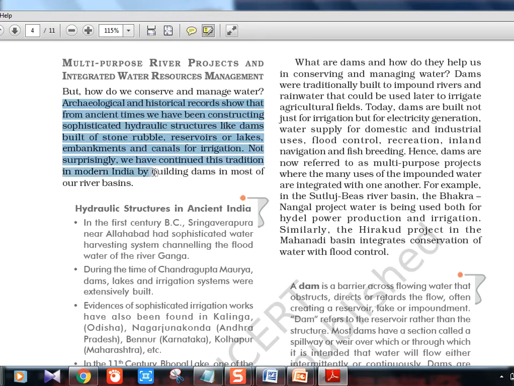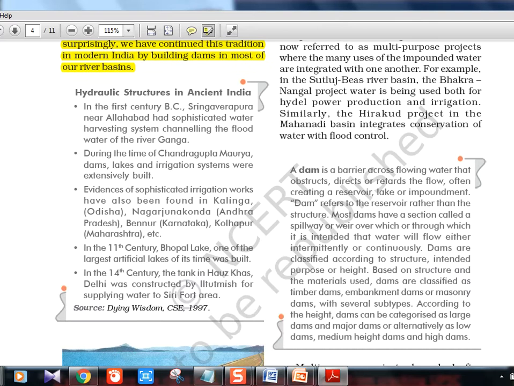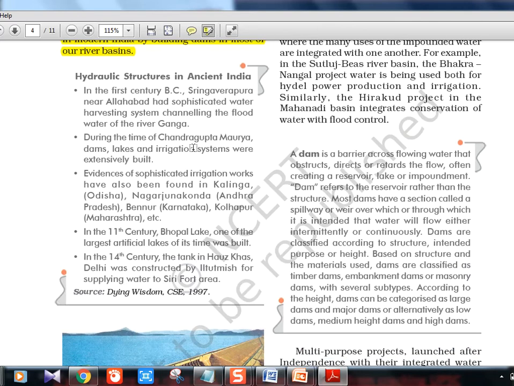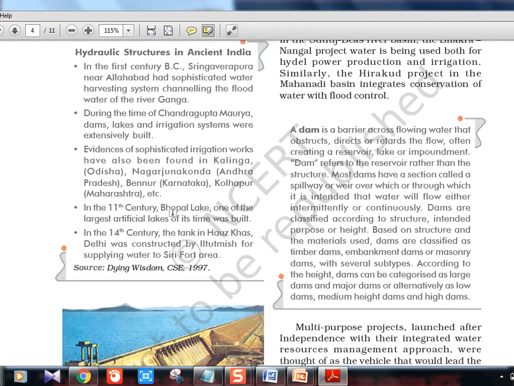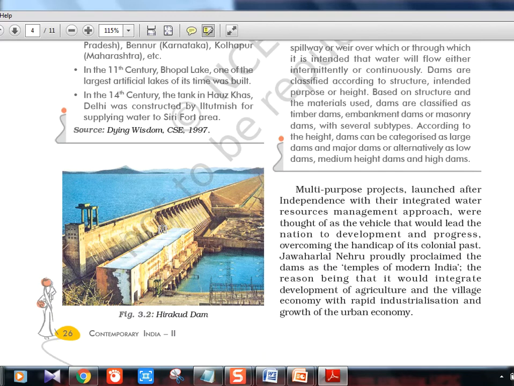Not surprisingly, we have continued the tradition in modern India by building dams in most of our river basins. They are giving examples of hydraulic structures in ancient India, which I think are not very important, from the time of Chandragupta Maurya, or even in South India, Andhra Pradesh, Bhopal Lake in the 14th century. So just see the timeline, from right before AD, that is BC centuries, they were creating such dams.